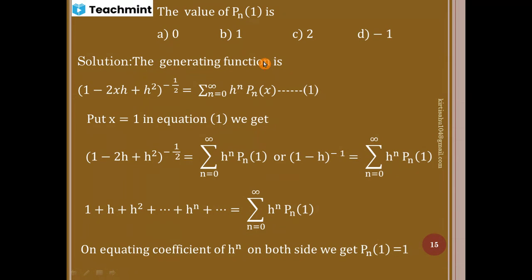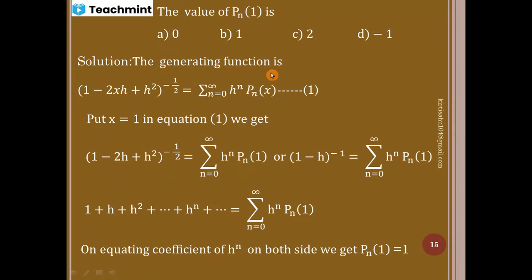In that case, we will use the Rodrigues formula. But if I want the value of the Legendre polynomial for certain values of x, in that case we will make use of the generating function. Okay, so let's start here.